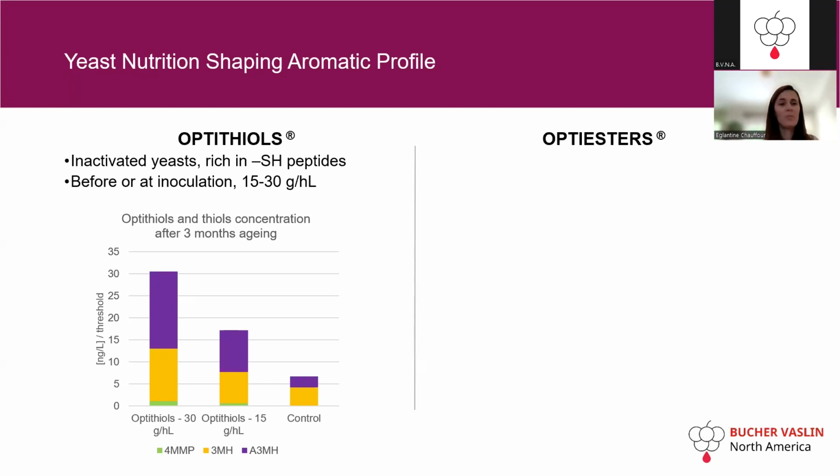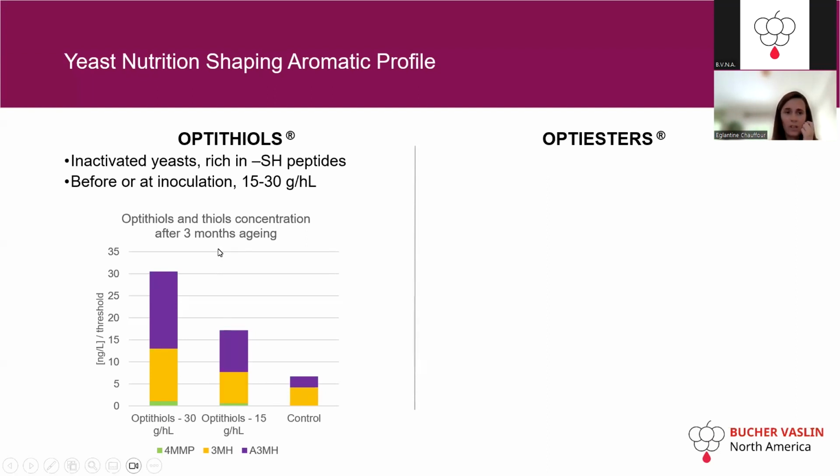So we want to use it before or at inoculation. From 15 to 30 grams per hectoliter, it's really about the more you put, the more you get. As you can see here, the control doesn't have much thiolic compounds. We put 15, we double the concentration at the end.